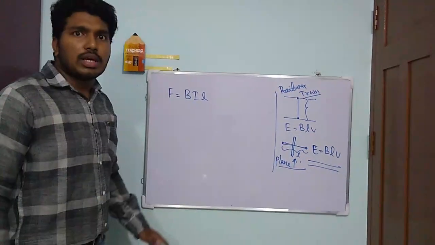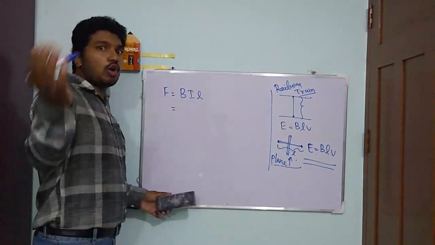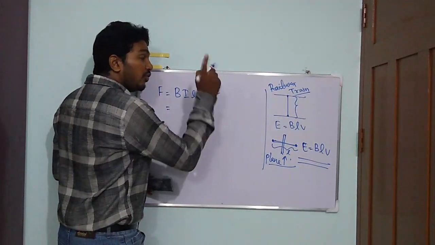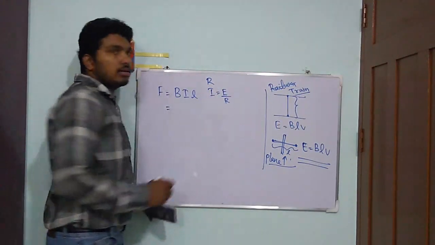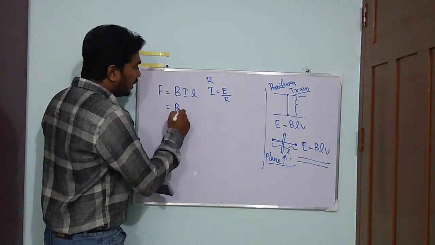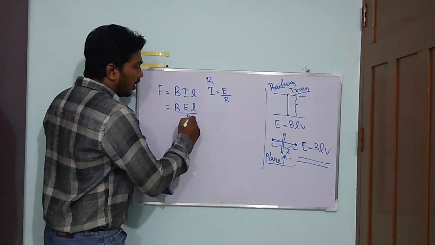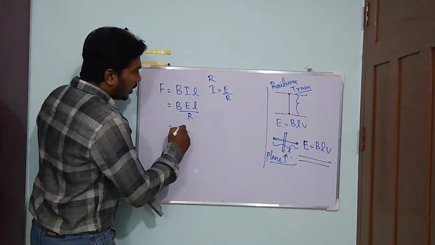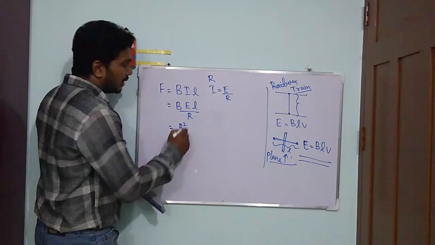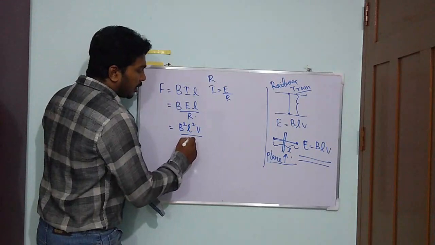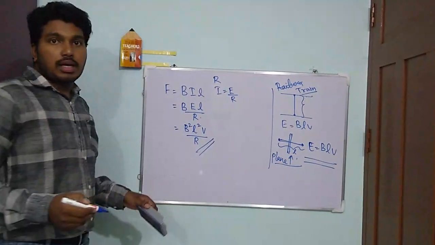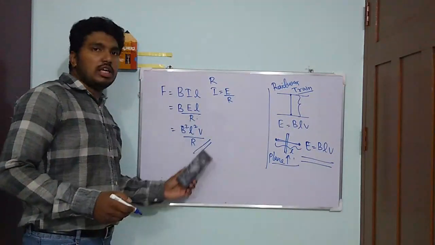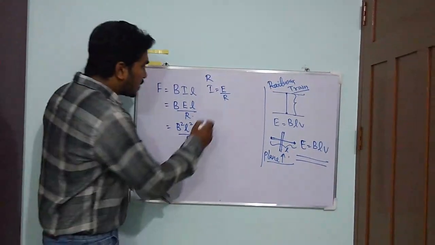How can you write the equation for current here? Suppose the resistance of the rod is R. According to Ohm's law, I is equal to V by R, or E by R. So we can write it as BEL by R. And what is E? BLV, right? So we can substitute it like this and we get B square L square V divided by R. The force experienced by a conductor moving in a magnetic field, we can write as B square L square V by R.